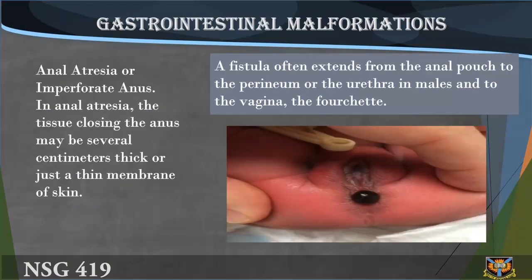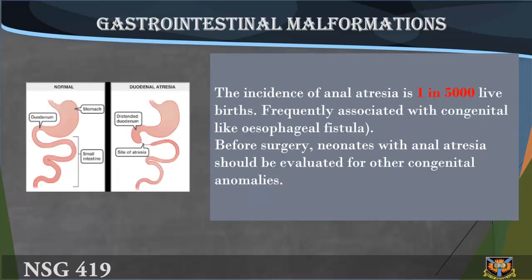Gastrointestinal malformations. Anal atresia or imperforate anus. This occurs in some newborns. In anal atresia, the tissue closing the anus may be several centimeters thick or just a thin membrane of skin. A fistula often extends from the anal pouch to the perineum or the ureter in males and to the vagina, the fourchette. The incidence of anal atresia is 1 in 5,000 live births.